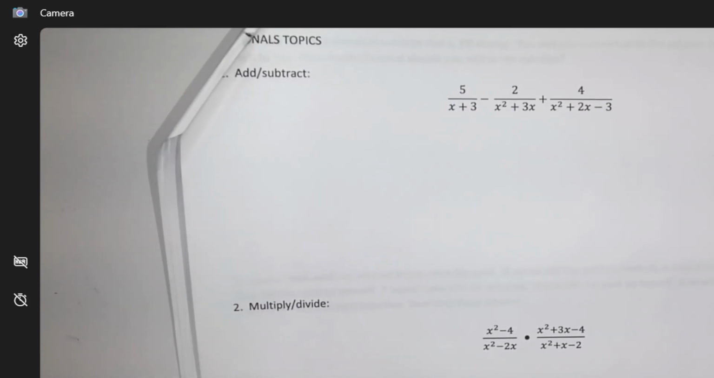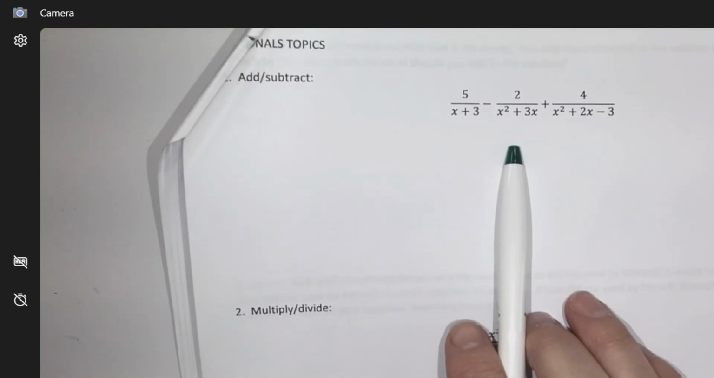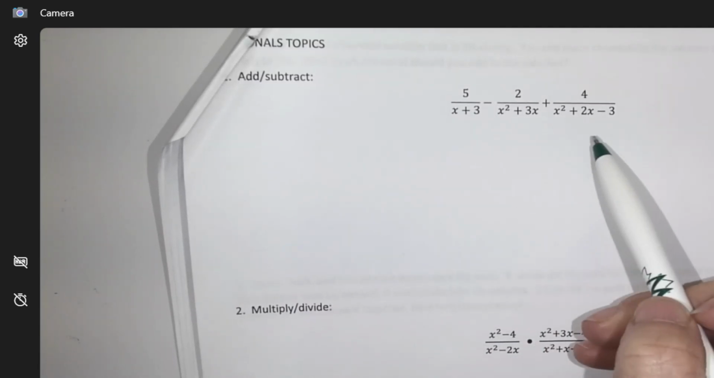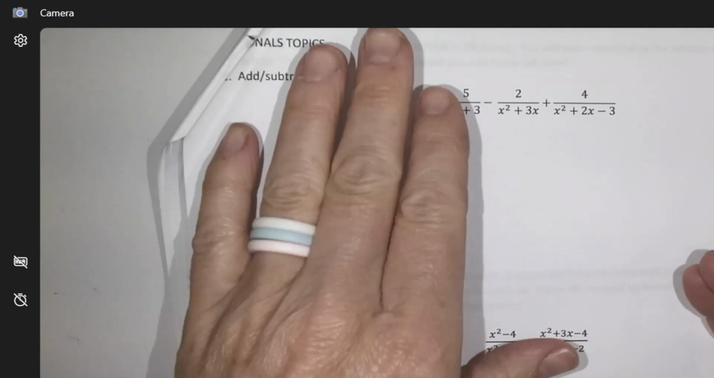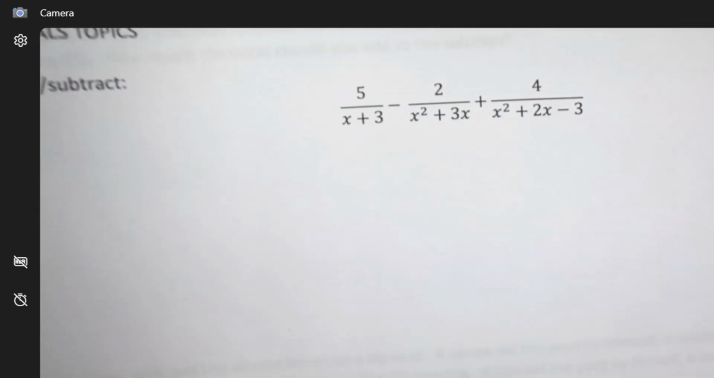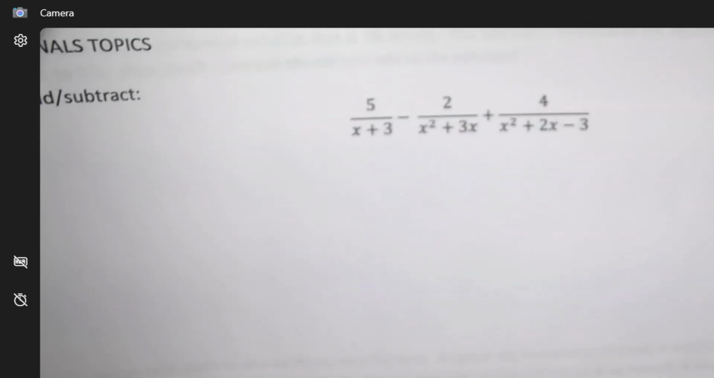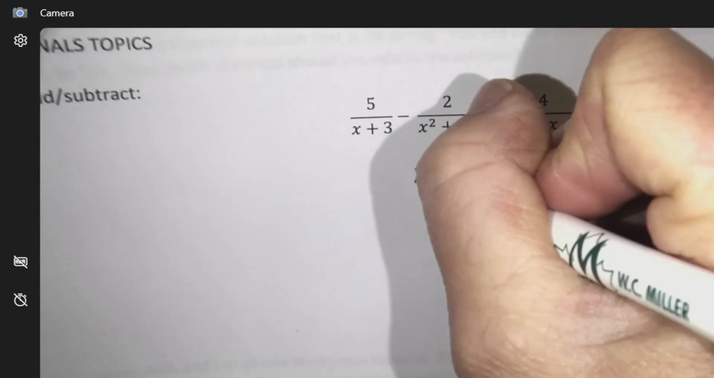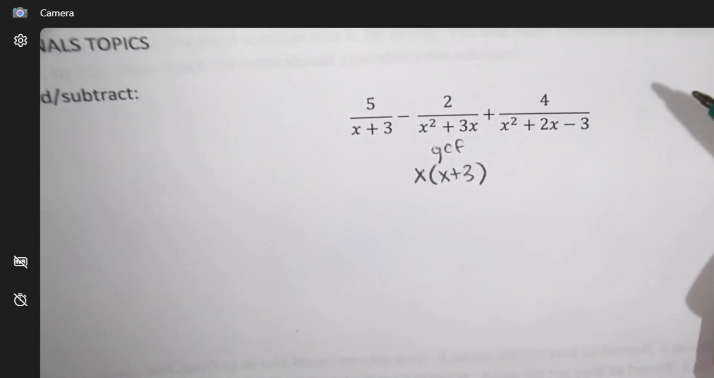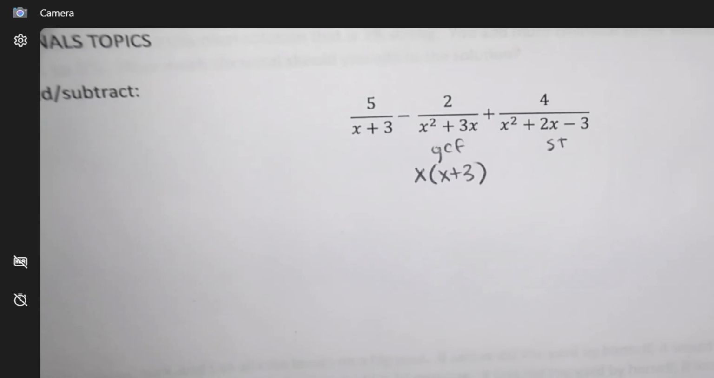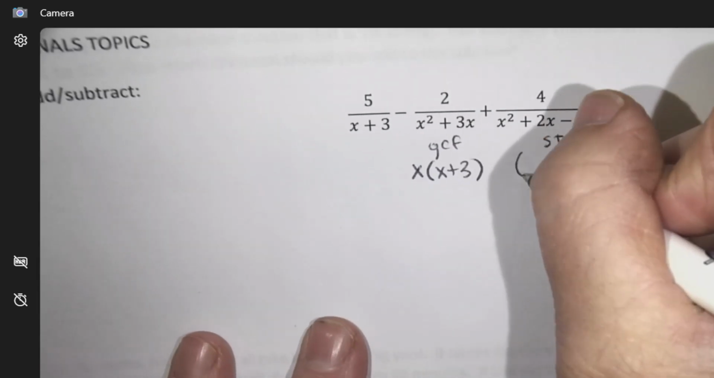Okay, rationals, so fractions. When you're doing this unit, it's a lot of factoring. So we're going to look at each of the bottoms here, the denominators, and decide how to factor them. The first fraction I'm going to leave. The second fraction I'm going to GCF factor. And the third one I'm going to simple trinomial factor.